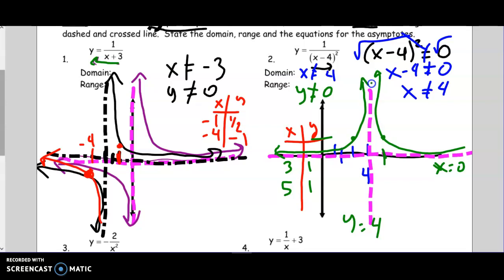It approaches this vertical asymptote, getting closer and closer as x gets closer to 4. And as x gets really large toward infinity and really small toward negative infinity, the y-coordinates approach 0, approaching your horizontal asymptote. And that's number 2.